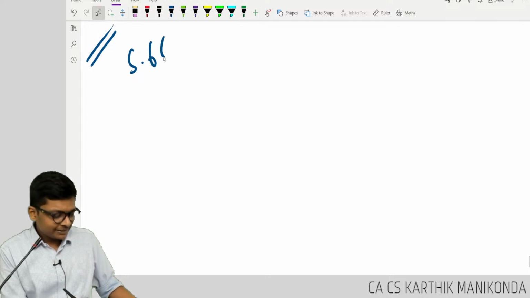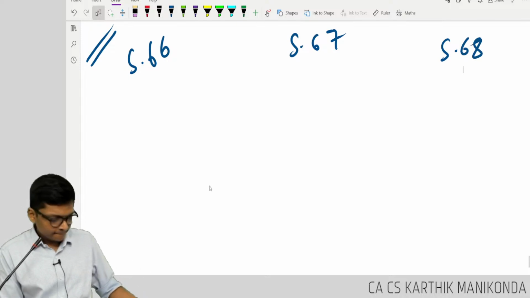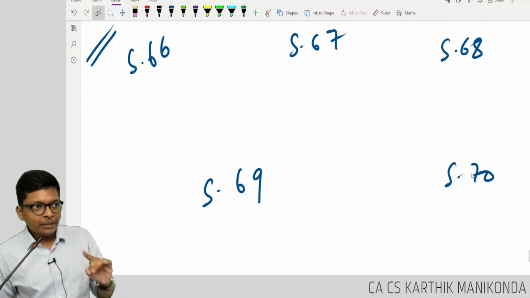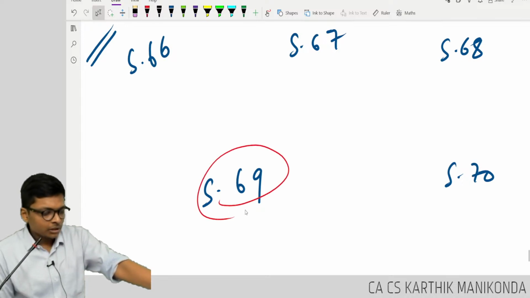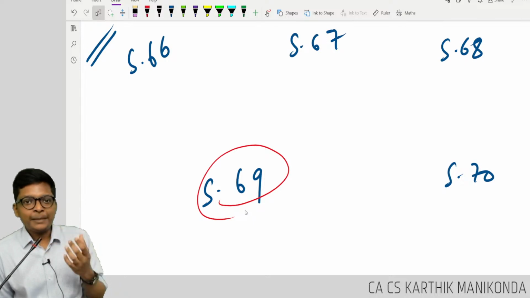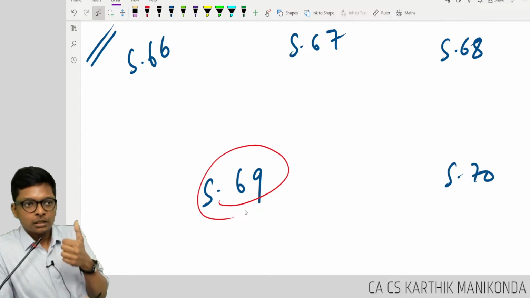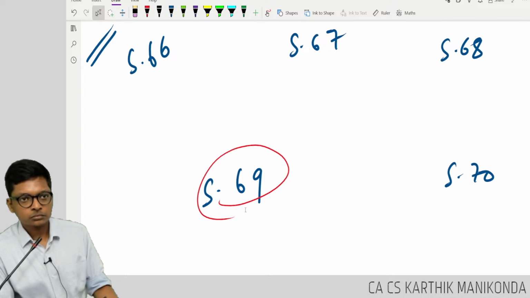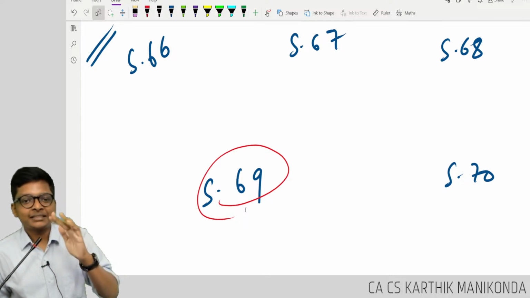Section 66, section 67, section 68, and section 70: 5 sections, 1 minute each. Miscellaneous small sections, guys. What is 69? They are saying in many places there was a time limit: file within 30 days; annual return within 60 days; financial statement and solvency within 6 months. I didn't file for 2 years, or 5 years. What to do? Go to the central government and pay additional fees. They will allow you to file.